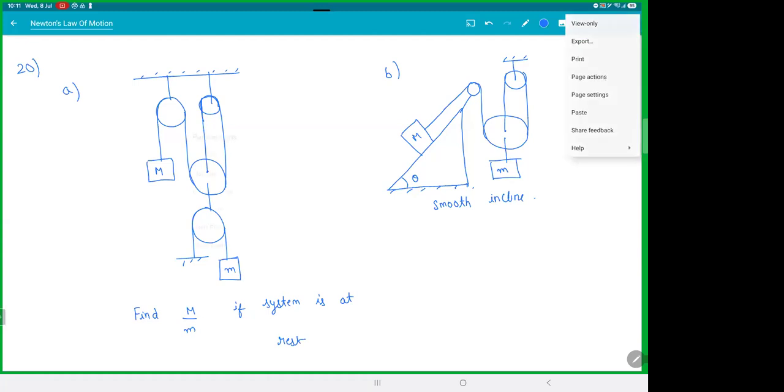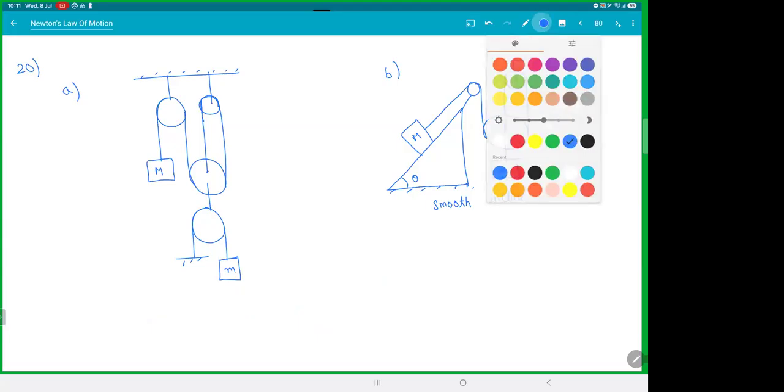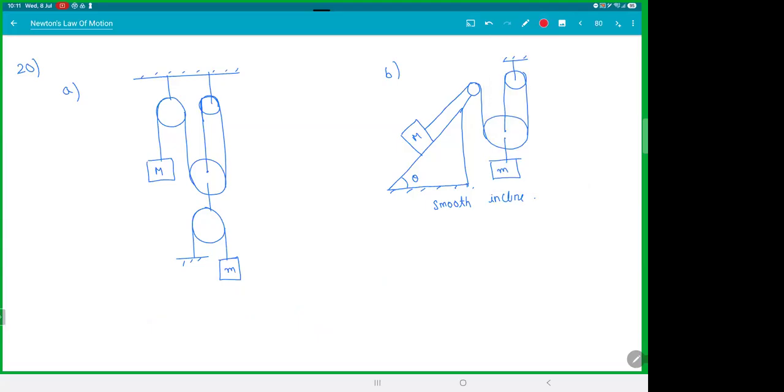Let's see the first one. Choose your system. So there are two blocks here. Start with tension somewhere. I'll start from here. Let's call this thing T. This is mg. Now, since this block is in equilibrium, tension must be equal to capital Mg. Now, this is the same string. So this will be tension, this will be tension, this will be tension. So this will be 3T.